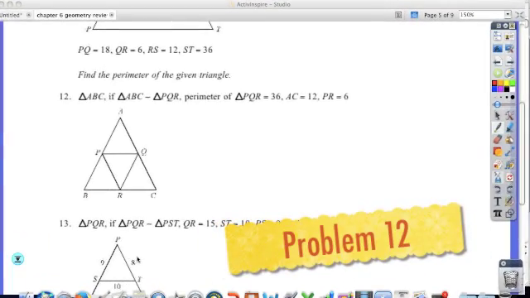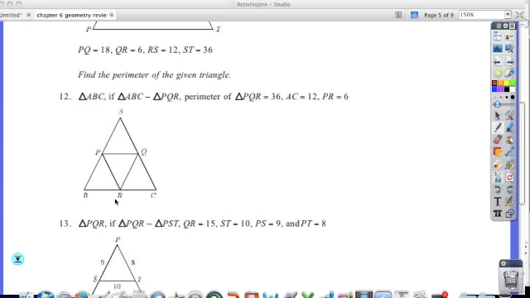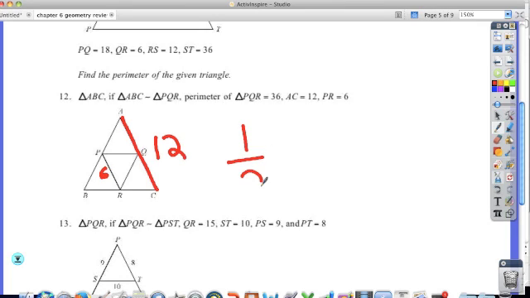Okay, let me try and redeem myself, because number 12 is the problem that I had a problem with yesterday, right? What happened was, I thought this was like a scale factor. I didn't pay attention, because it doesn't say it's not drawn to scale, so I assumed it was drawn to scale. But is it drawn to scale? No. So, the perimeter of PQR is 36. PR is 6, and AC is 12. Okay, so the relationship there is 1/2.